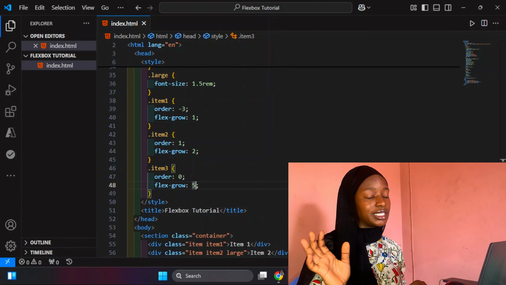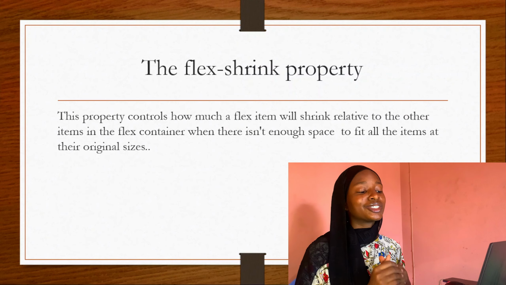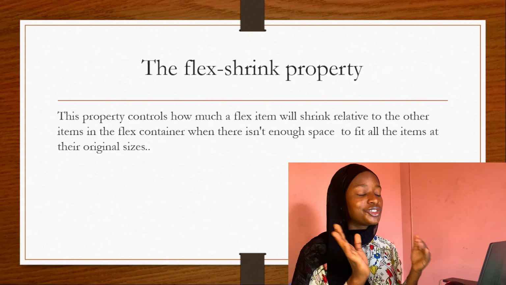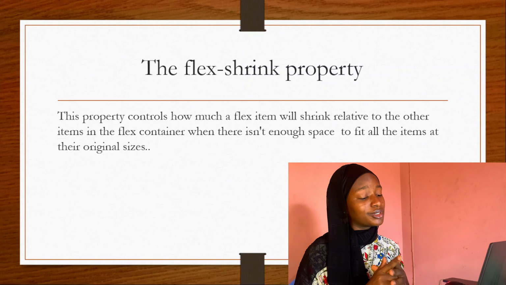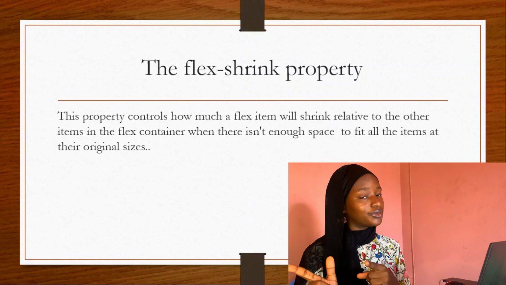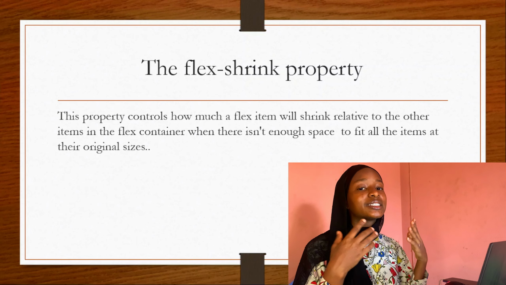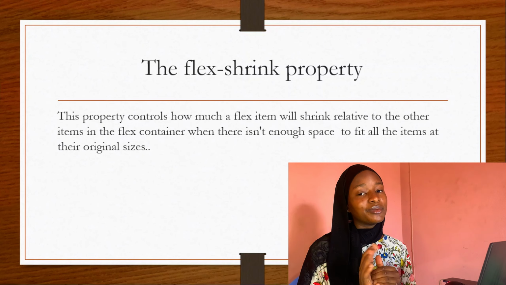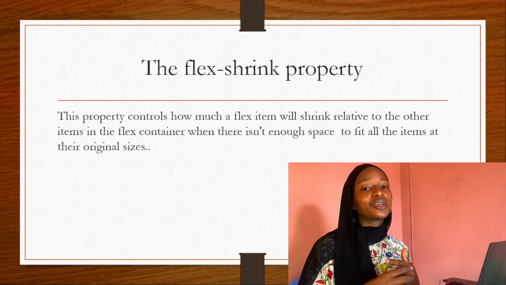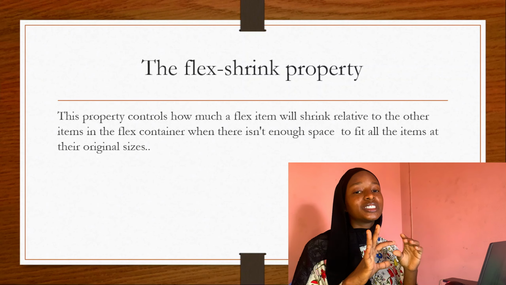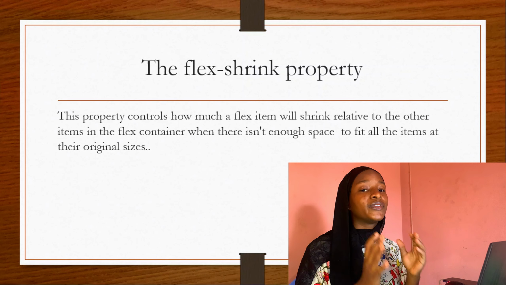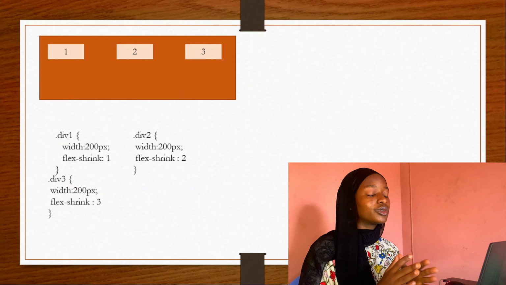Now let's move on to the next thing, and that is flex shrink. So this property controls how a flex item will shrink relative to other items in the flex container. It's also relative to other items when there isn't enough space to fit all the items in their original sizes. So when the container is so small that the original sizes of the items cannot fit in the container, it also does the same thing.